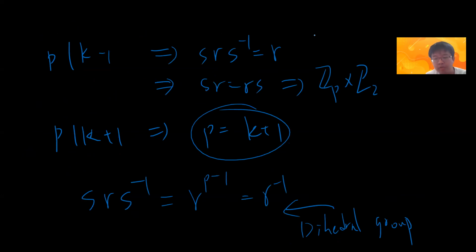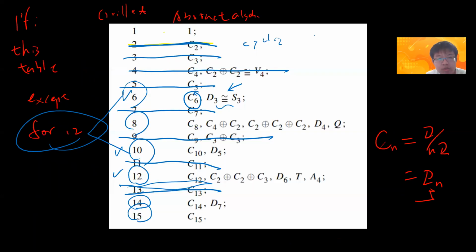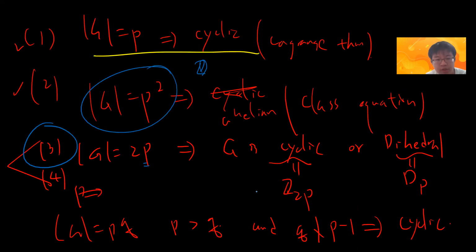Okay, so now let's go back to our table. We finished this and this. How about also 14? Okay, how about this 15? 15 is very easy, so let's walk through and see. So G has order PQ, with P greater than Q, and Q divides P minus 1, which gives you a cyclic group. So one can easily see that now n_P is just 1, because P is greater than Q.